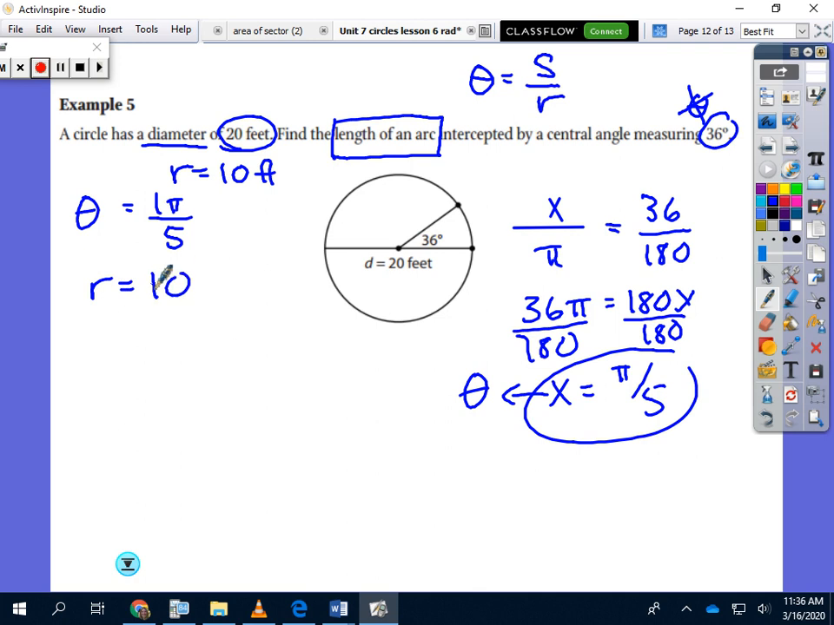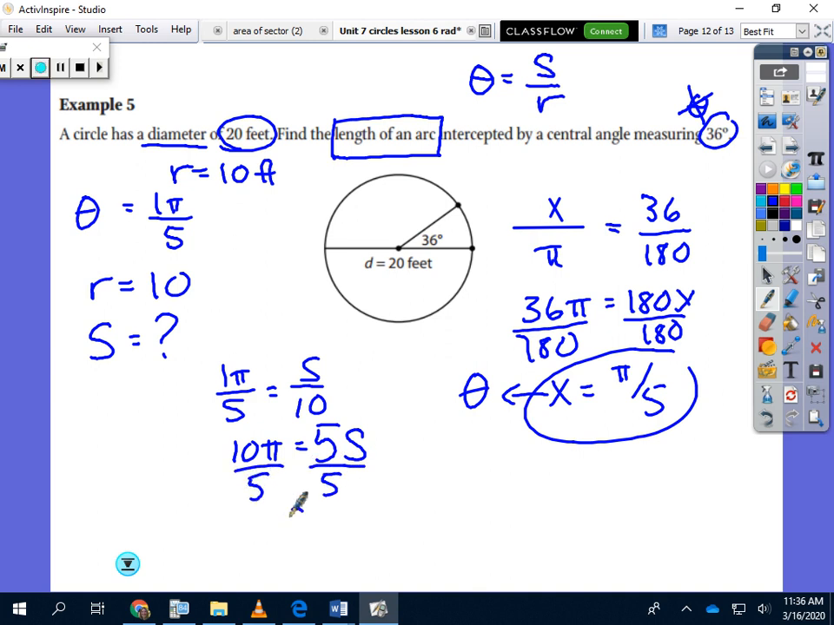R is 10, and I don't know s. So I'm going to do 1 pi over 5 equals s over 10. Well, this looks like I could cross multiply, so let's multiply 1 pi times 10, or 10 pi, equals 5s. Be careful there. Divide by 5. s is going to be 10 pi divided by 5, which is 2 pi, approximately 6.28 feet.